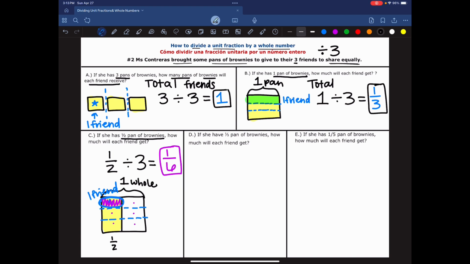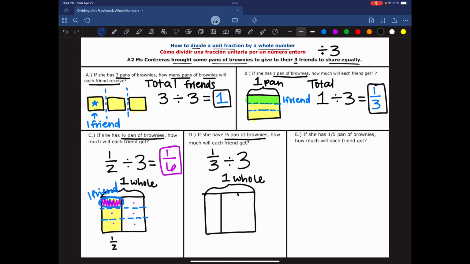This time, I have 1/3 of a pan of brownies. How much will each friend get? My total is 1/3 of a pound of brownie, and I'm splitting between 3 friends. I set up my fraction area model by drawing and highlighting 1/3 vertically, or up and down.